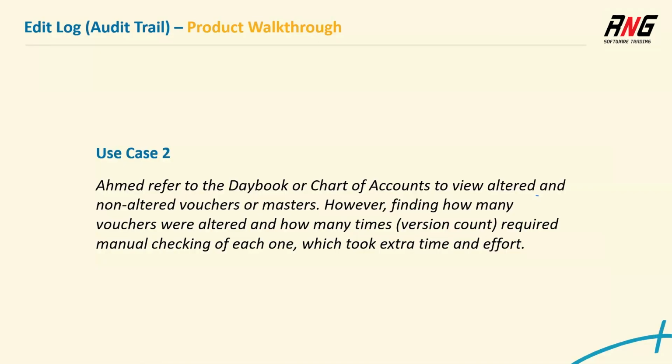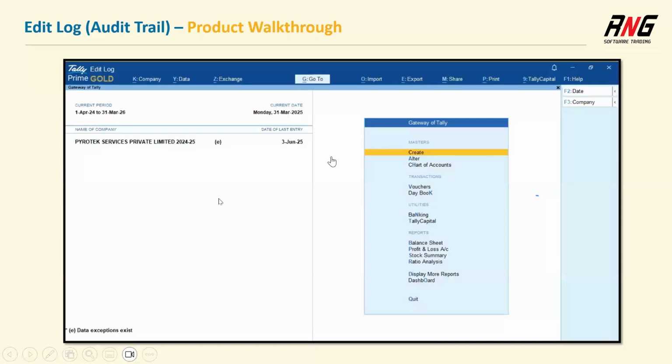Now, just to give you another case study, Ahmed refers to the day book or chart of accounts to view altered and non-altered vouchers or masters. However, finding how many vouchers were altered and how many times required manual checking of each one, which took extra time and effort. So instead of going to the day book and chart of accounts to view, which takes much more time, how is this challenge solved in TallyPrime?